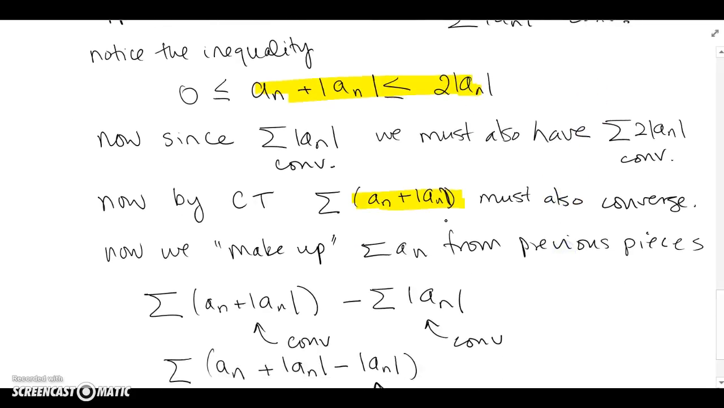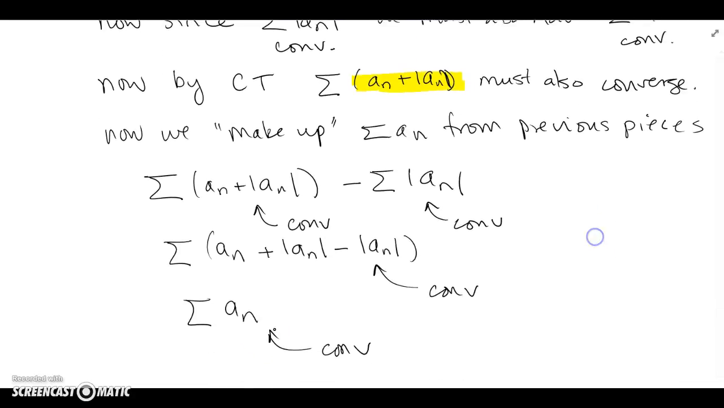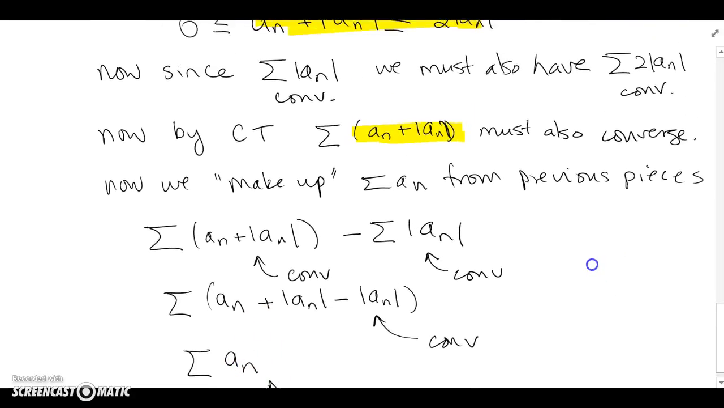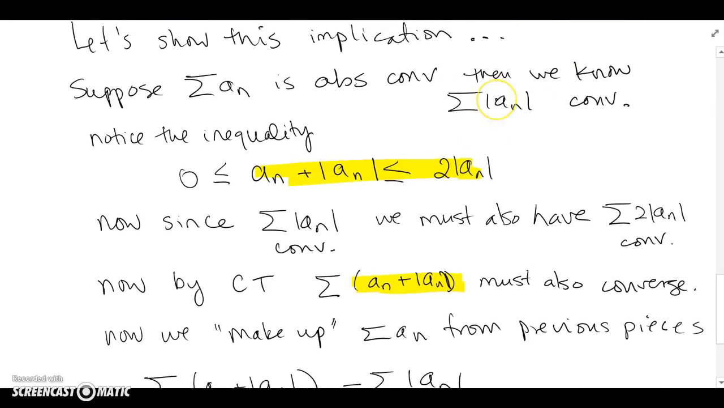And using a comparison test and properties of series, we showed that you can build up a_n being a convergent series just by knowing that this statement had to be true, and this had to be true due to being an absolutely convergent series. So that's the proof of why that is going to happen.